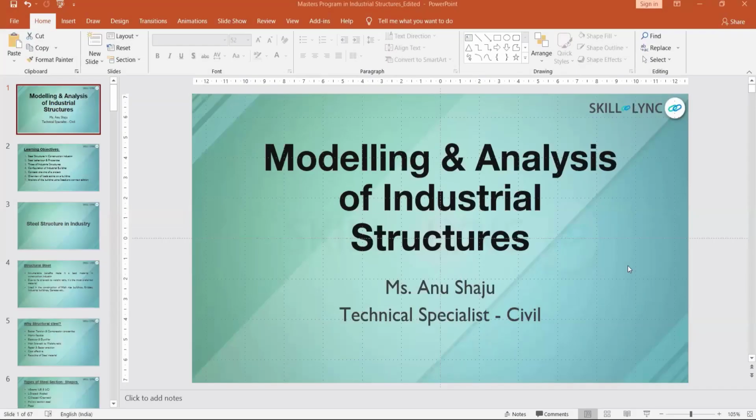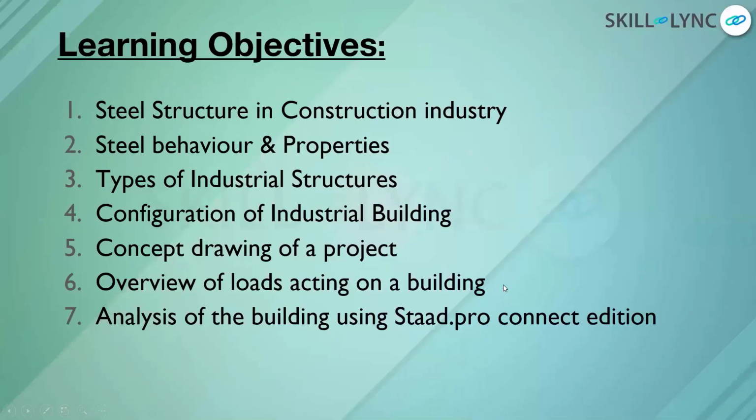With this session, you will understand what an industrial structure is and what the types are. The main learning objective is to have a basic understanding of the use of steel structures in the construction industry, to learn about the behavior and properties of steel, to know about the different types of industrial structures, and to learn about the various configurations of industrial buildings, the concept, that is how you will be reading the drawing and how you will be modeling that project in a STAAD file.